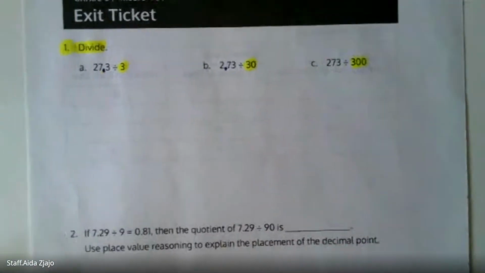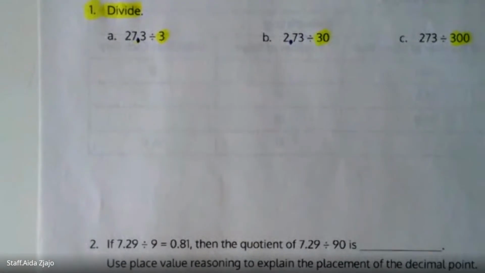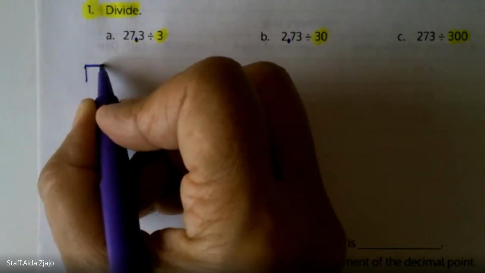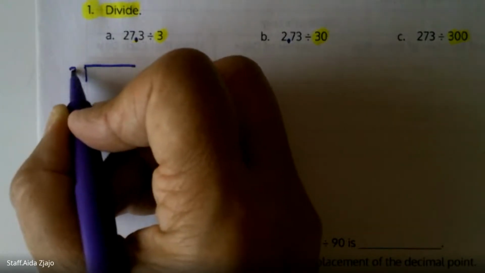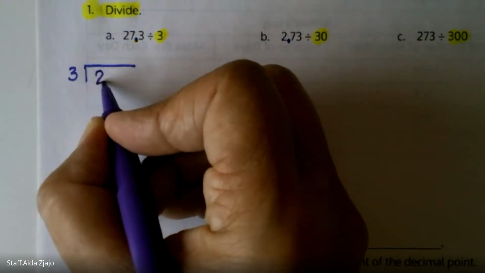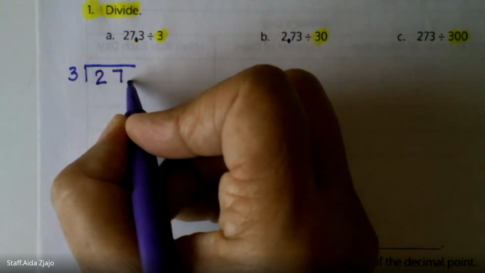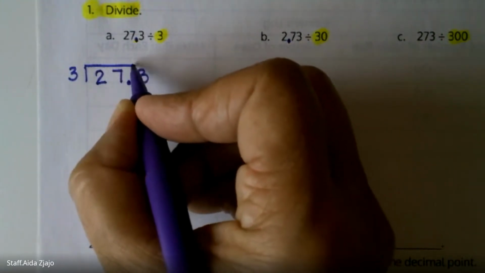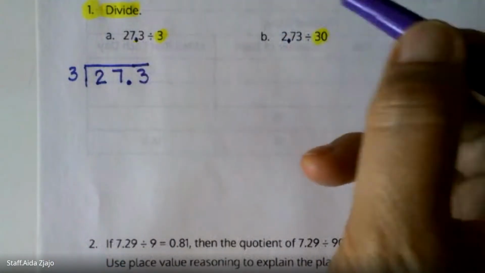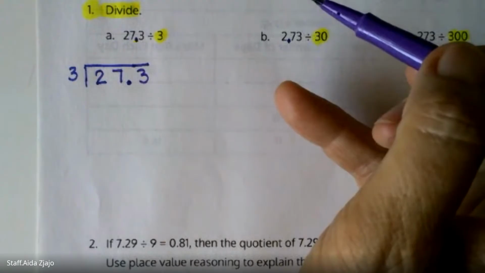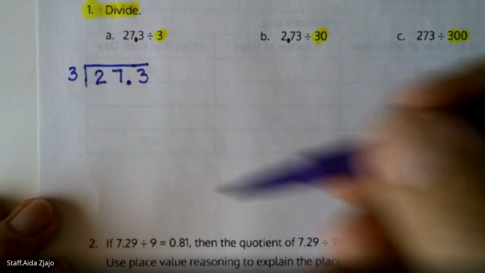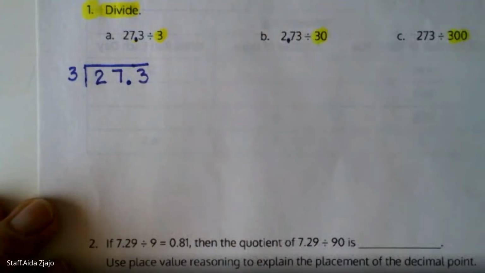Let me enlarge this a little bit. If I set this one here, that means the group is 3, and I'm going to put 27 decimal point 3 under the bracket. I could also do 273 tenths divided by 3, and then after I have the answer, change it from tenths into whole numbers.